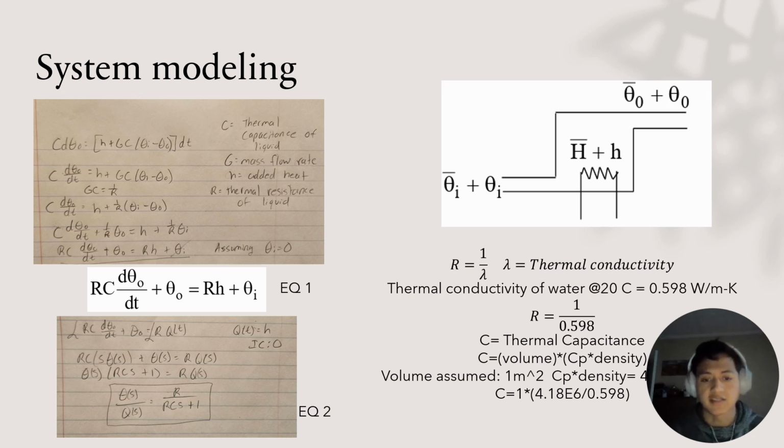Now, the thermal capacitance of this coolant is a simple formula from the volume, the thermal capacity of the coolant, and the density of this liquid. For this volume, I assume just 1 meter square as a rough estimate of the volume of the engine that comes in contact with the coolant. And here we can see the capacitance calculated.